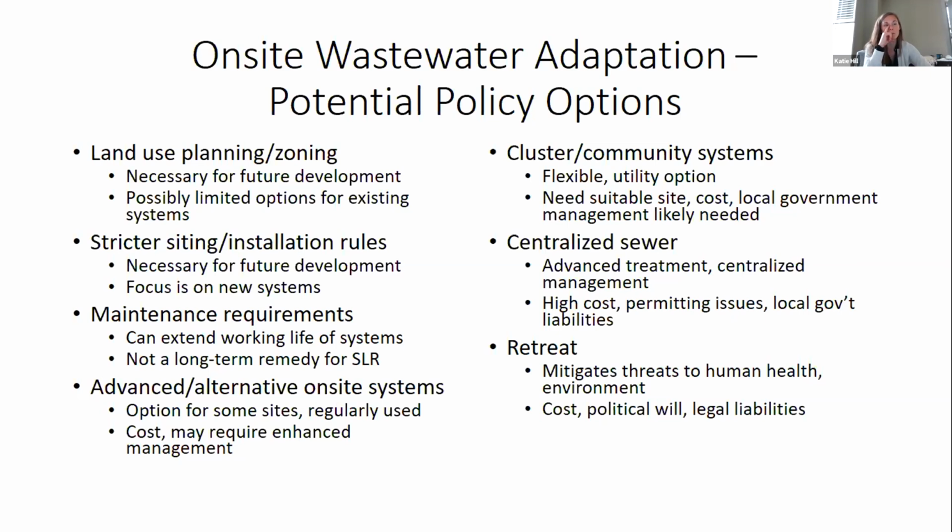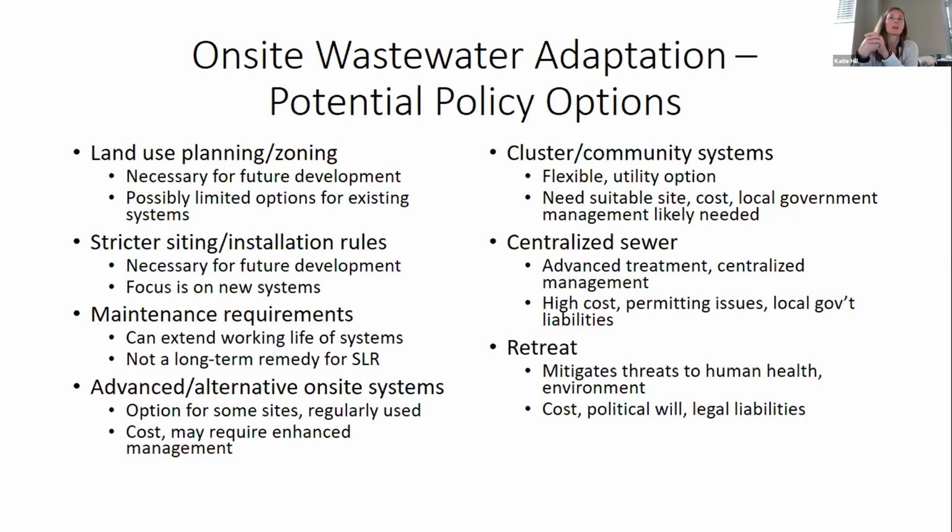Another option is something that's called a cluster or a community wastewater system. I like these systems because they're a flexible alternative, and they also give you an option of creating a wastewater utility for these homes that thus far have been on wholly privately owned decentralized wastewater systems. So a simple way of thinking of a cluster community system is that it's like a big drain field. That's a little too basic, but it's a good way to think about it.